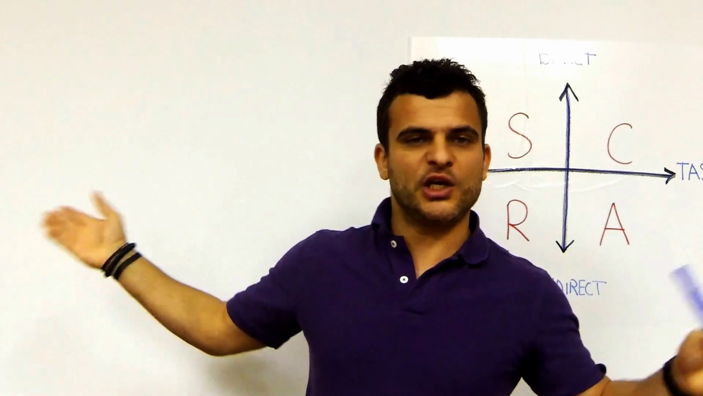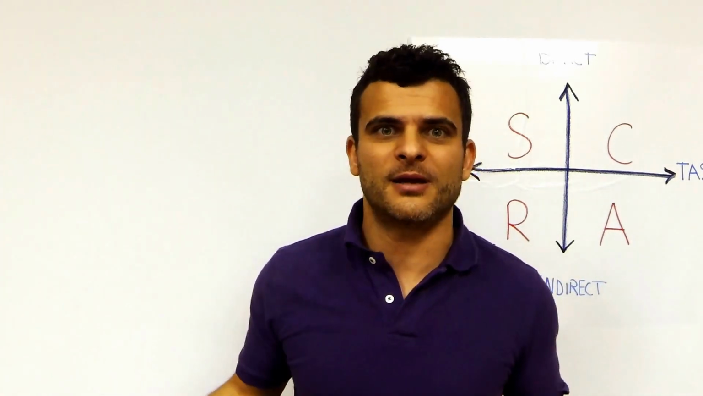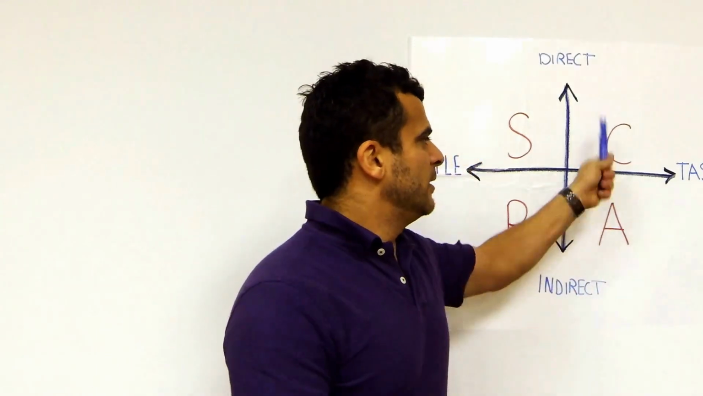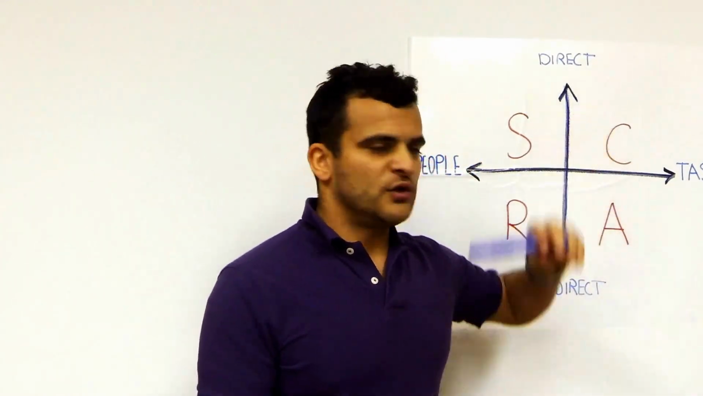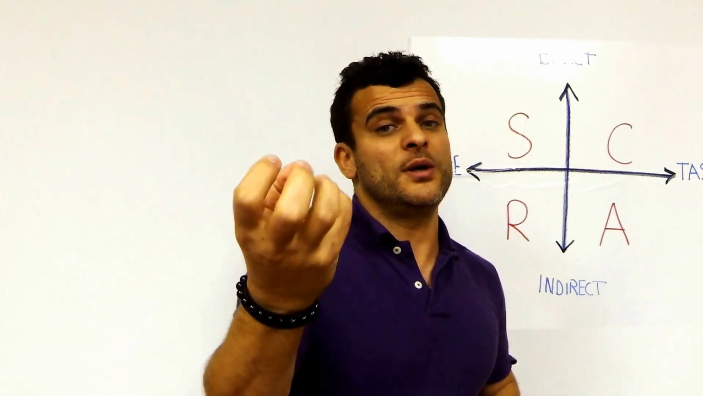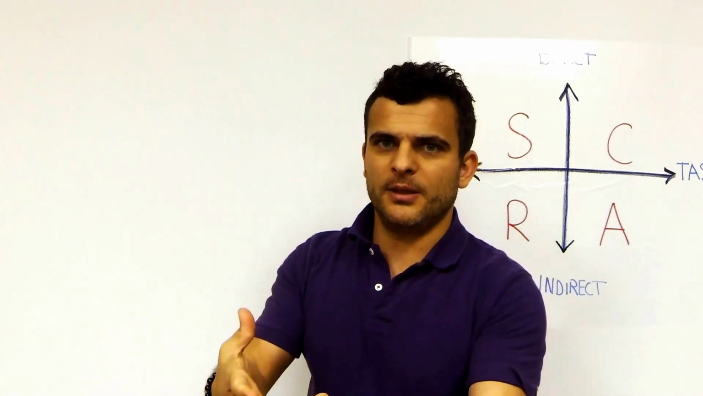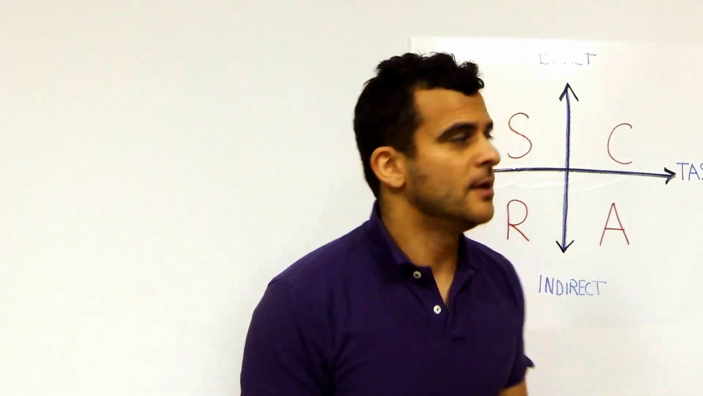A tank, they will just ignore you and go straight to the target, and they will run over anybody that comes their way. Okay? So those are the C's. Under stress, we talked about how they become when they lose control. And when they lose control, they become either bullies or tanks.